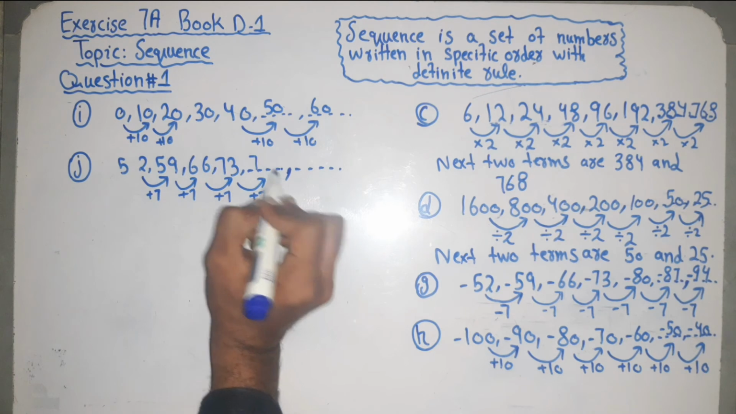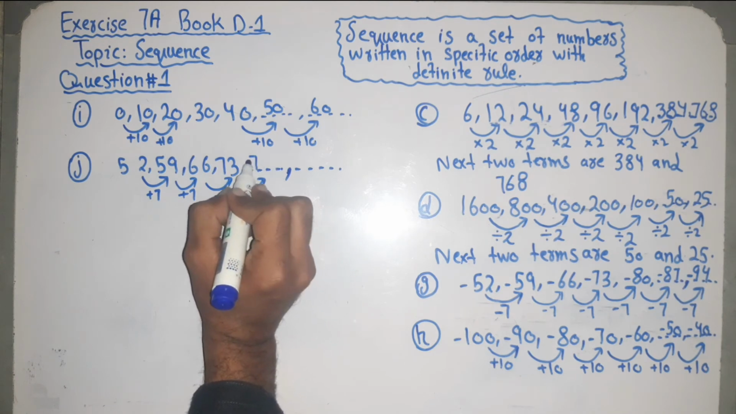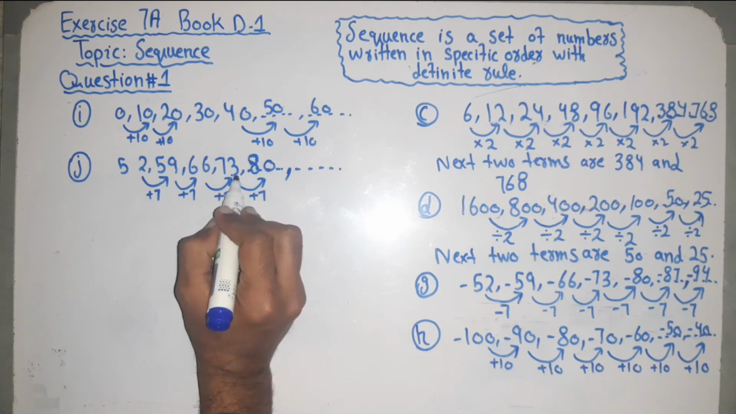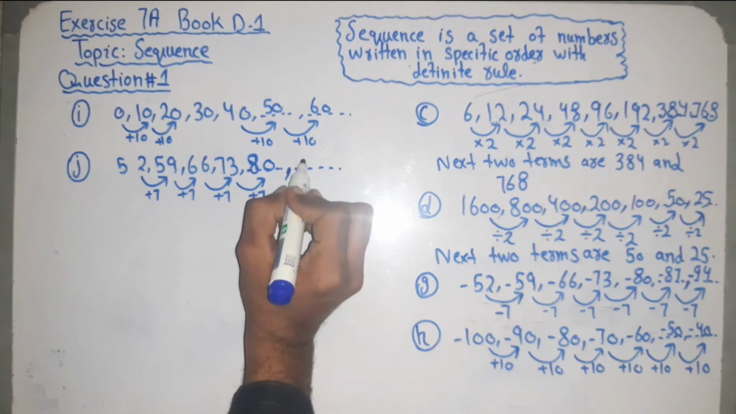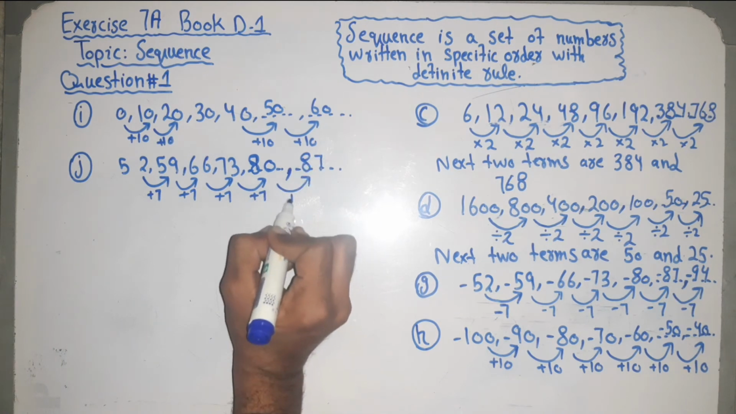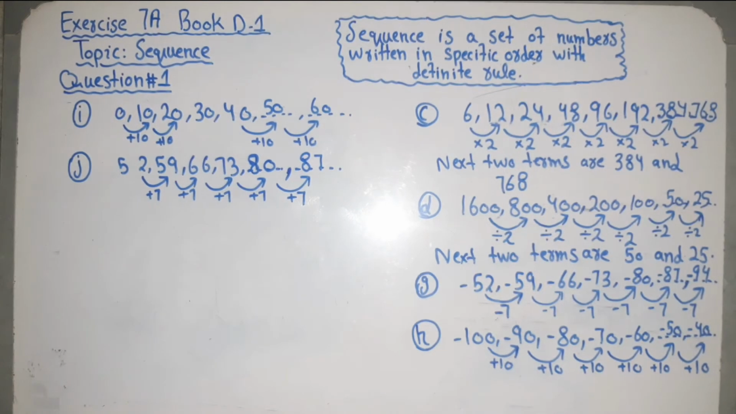So this will be 80. If we add 7 to this, we will get 80 and then 87. And the rule for this sequence is add 7 to the previous term to get the next term.